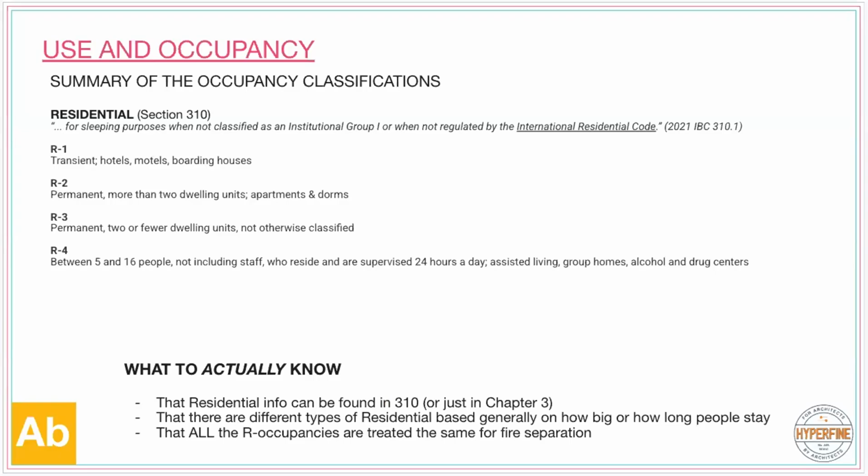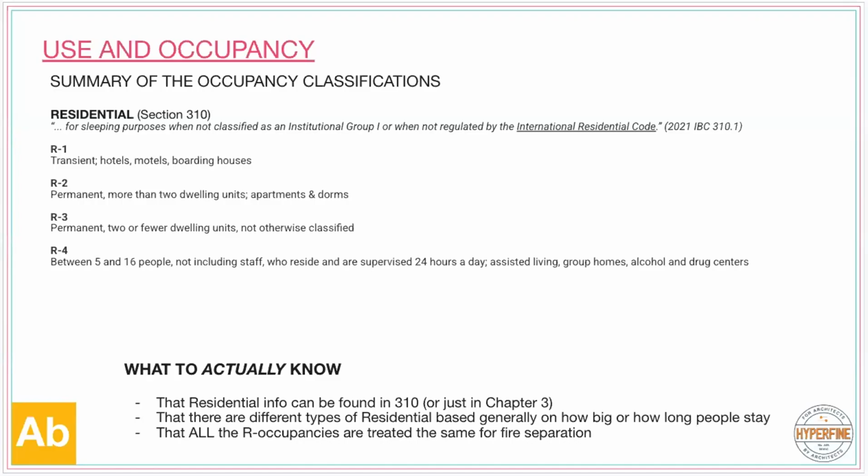Okay, summary of residential. So it's going basically from most transient to less transient. R1 is hotels, motels. That's basically all I would sort of know or remember. R2 is permanent, more than 2 dwelling units, which is apartments or dorms. And then R3 is permanent, 2 or fewer dwelling units. And then R4 is, I don't even know what this is, 5 to 16 people, not including staff, who reside and supervise 24 hours a day. You do not have to memorize that.